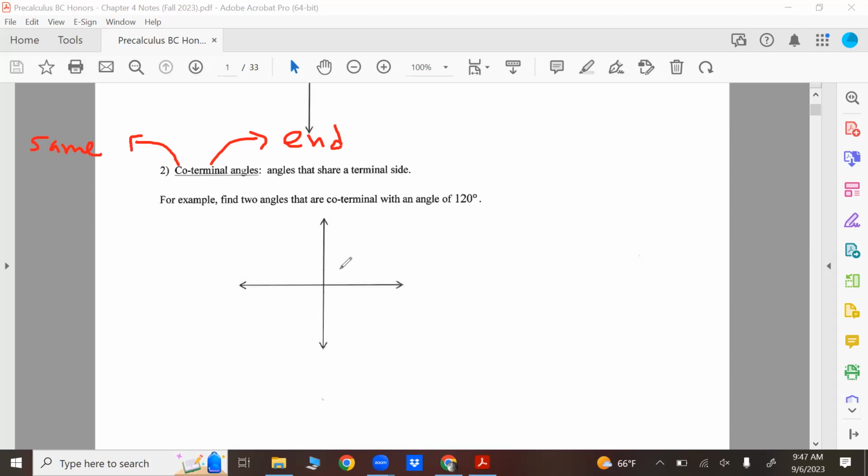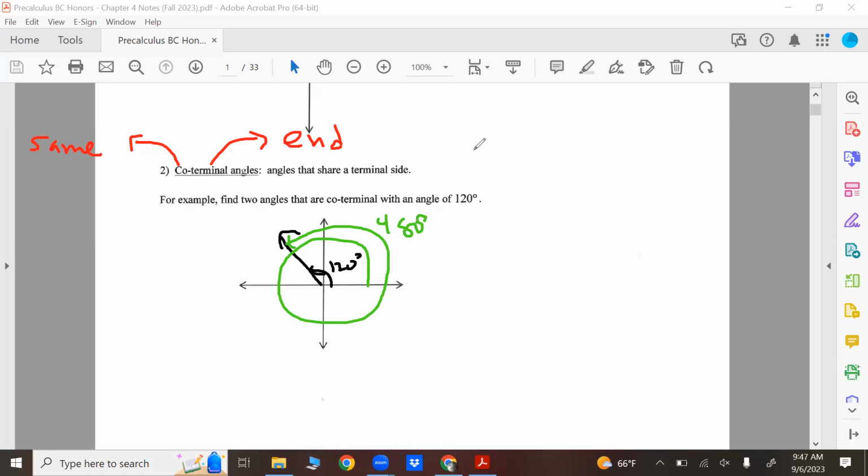So in this case, coterminal with 120. Let me draw 120 first. 120 would look like this roughly, kind of eyeballing it. You could use a protractor if you want to, not necessary. If I want to be coterminal, I have to go around once at least. I'll use green for going the positive direction. So I can go around once and stop here. How many degrees have I traveled in one revolution? 360. Then plus the extra 120, so that's 480.